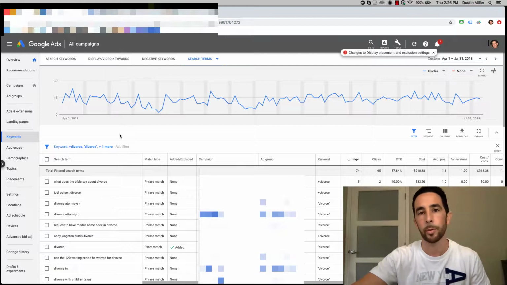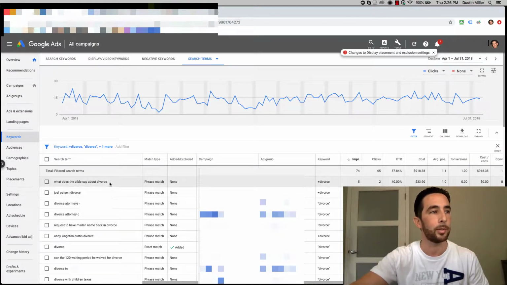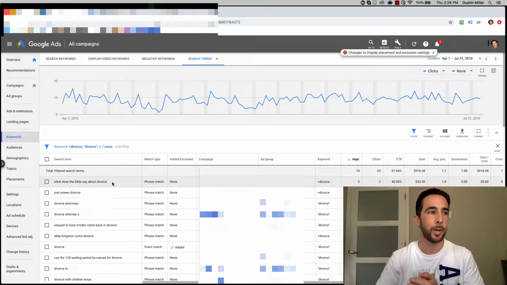We have the single word divorce, and phrase match, broad modified, doesn't matter. You can see the #1 keyword by impressions: what does the Bible say about divorce? I'm all for the Bible. I love the Bible. But somebody looking at what the Bible says about divorce is probably not wanting to get divorced. It's my personal opinion being a Christian. But reality is they're not actively looking for a divorce attorney at the moment, right?